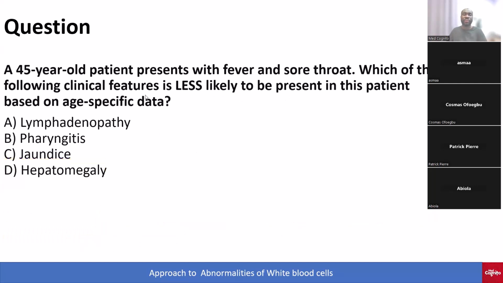Okay, another question. Who will read for us again, please? Please read. A 45-year-old patient presents with fever and sore throat. Which of the following clinical features is less likely to be present in these patients based on age-specific data? A. Lymphadenopathy. B. Pharyngitis. C. Jaundice. D. Hepatomegaly. Remember, less likely in a patient who is 45. Lymphadenopathy.